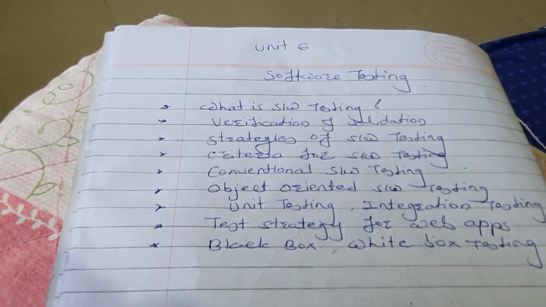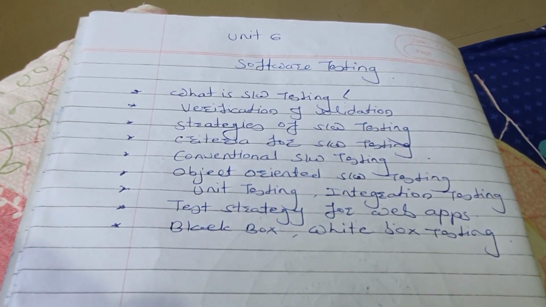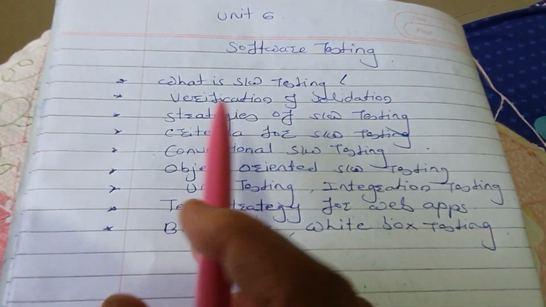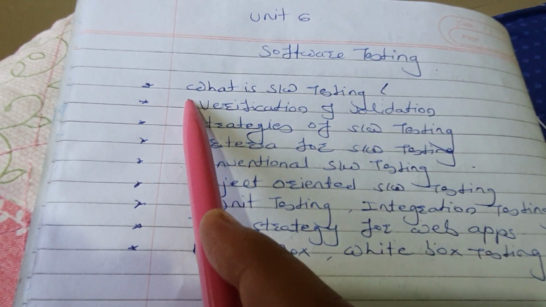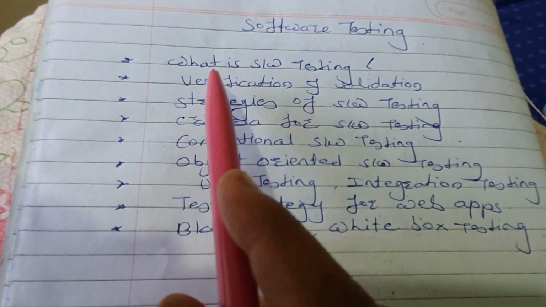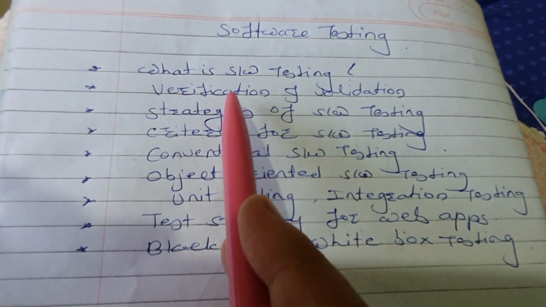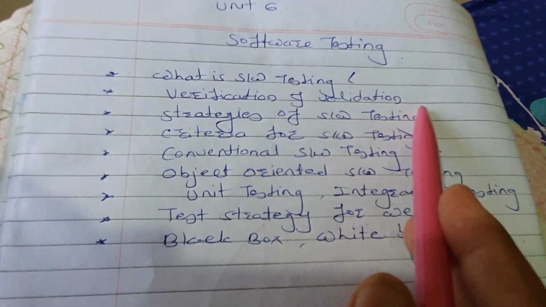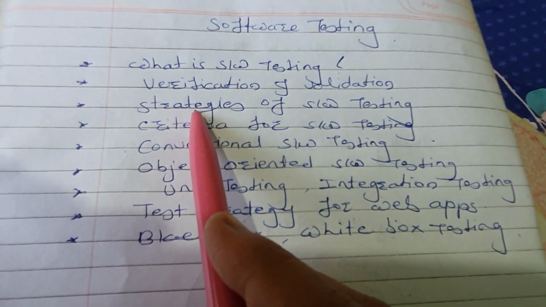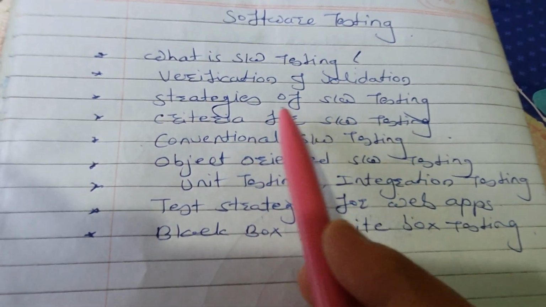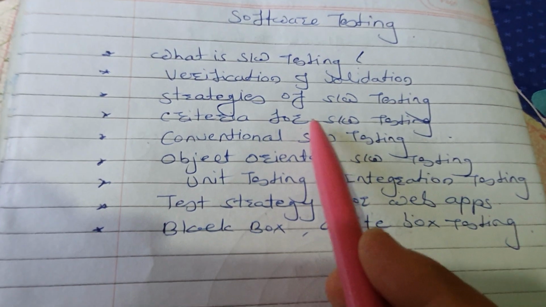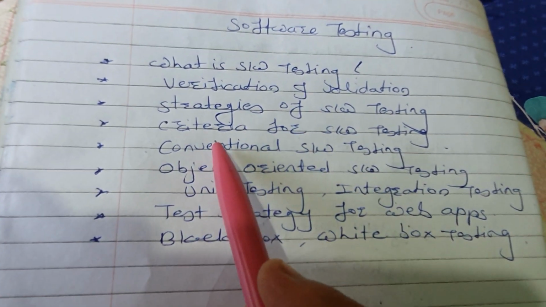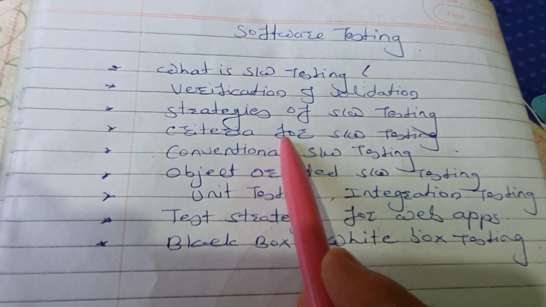Good morning, students. In this video, we will see our next unit, that is Unit 6 of Software Engineering, that is Software Testing. These are the outlines of the sixth unit. First one is what is software testing, then verification and validation process of software testing, that means V model. Then what are the different strategies of software testing, then criteria for software testing means entry criteria and exit criteria for software testing, means when to start testing and when to stop testing.